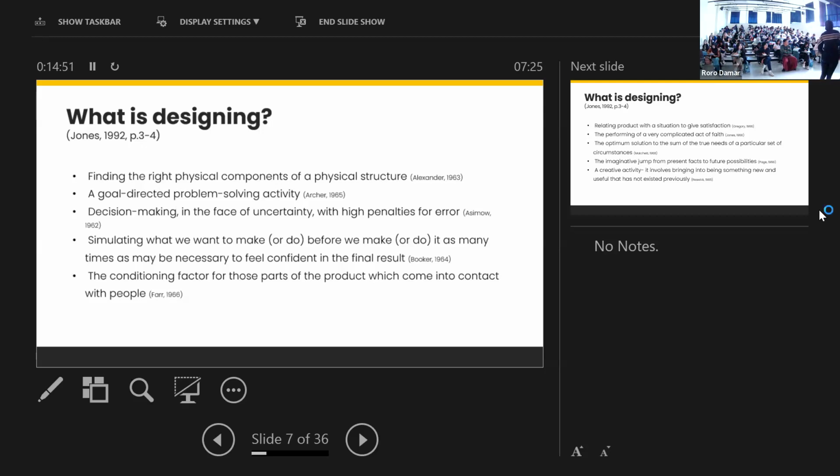Okay, next, a goal-directed problem-solving activity. That's Bruce Archer. A goal-directed problem-solving activity. You can get the sentence, yeah? So a problem-solving activity that is led by a certain goal. Okay, next. Decision making in the face of uncertainty with high penalties for error. Okay, makes sense. Does it apply to architecture? Decision making in the face of uncertainty with high penalties of error. Does it apply to architecture?